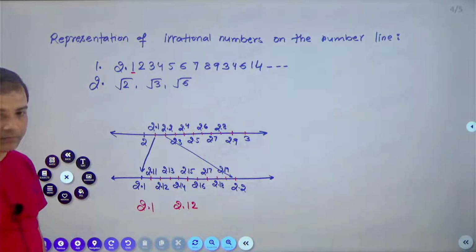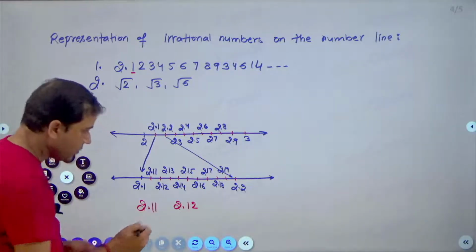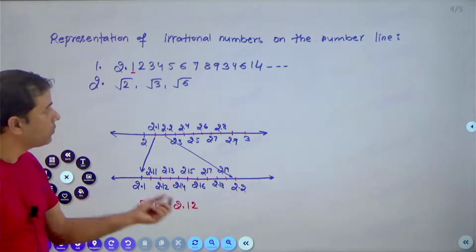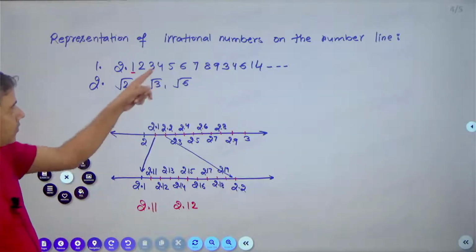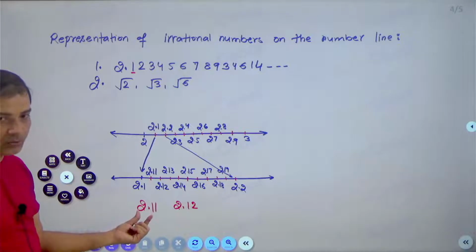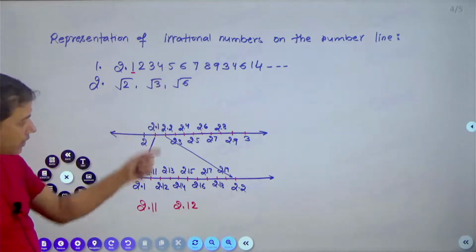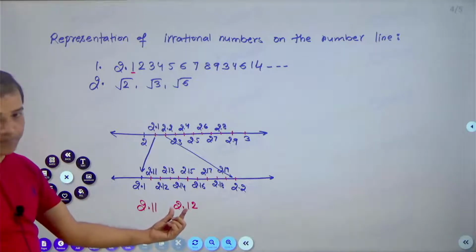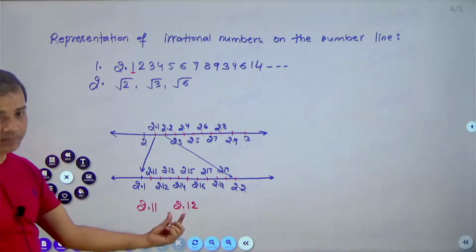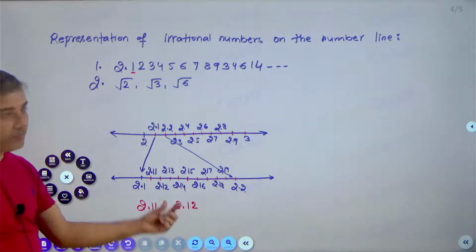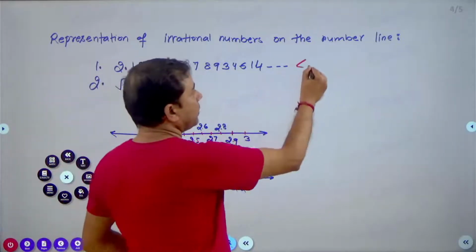2.11 and 2.12. Okay, you said 2.11 and 2.12. So you think this number is greater than 2.11, right? Yes, sir. And this is smaller than 2.12, right? Check it. Is it lesser than 2.12?